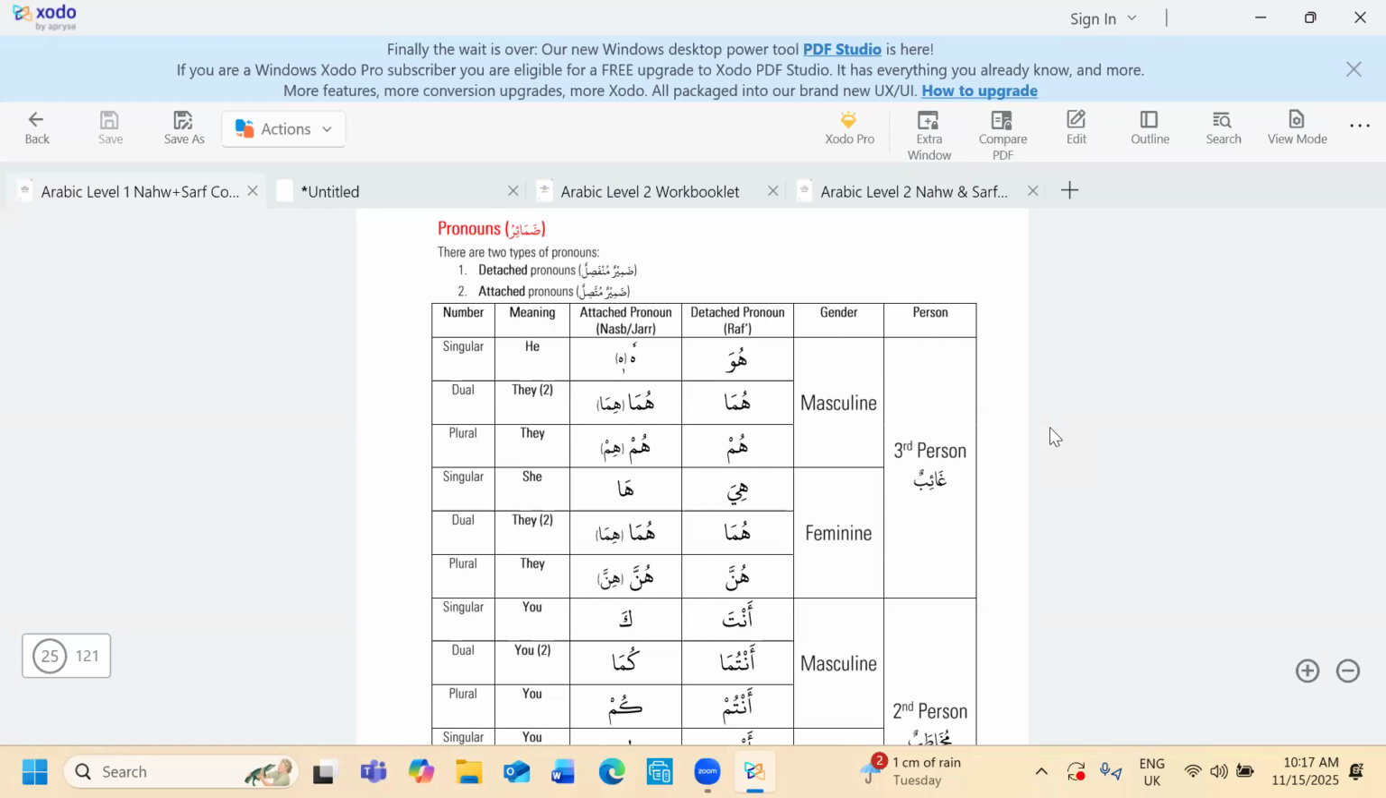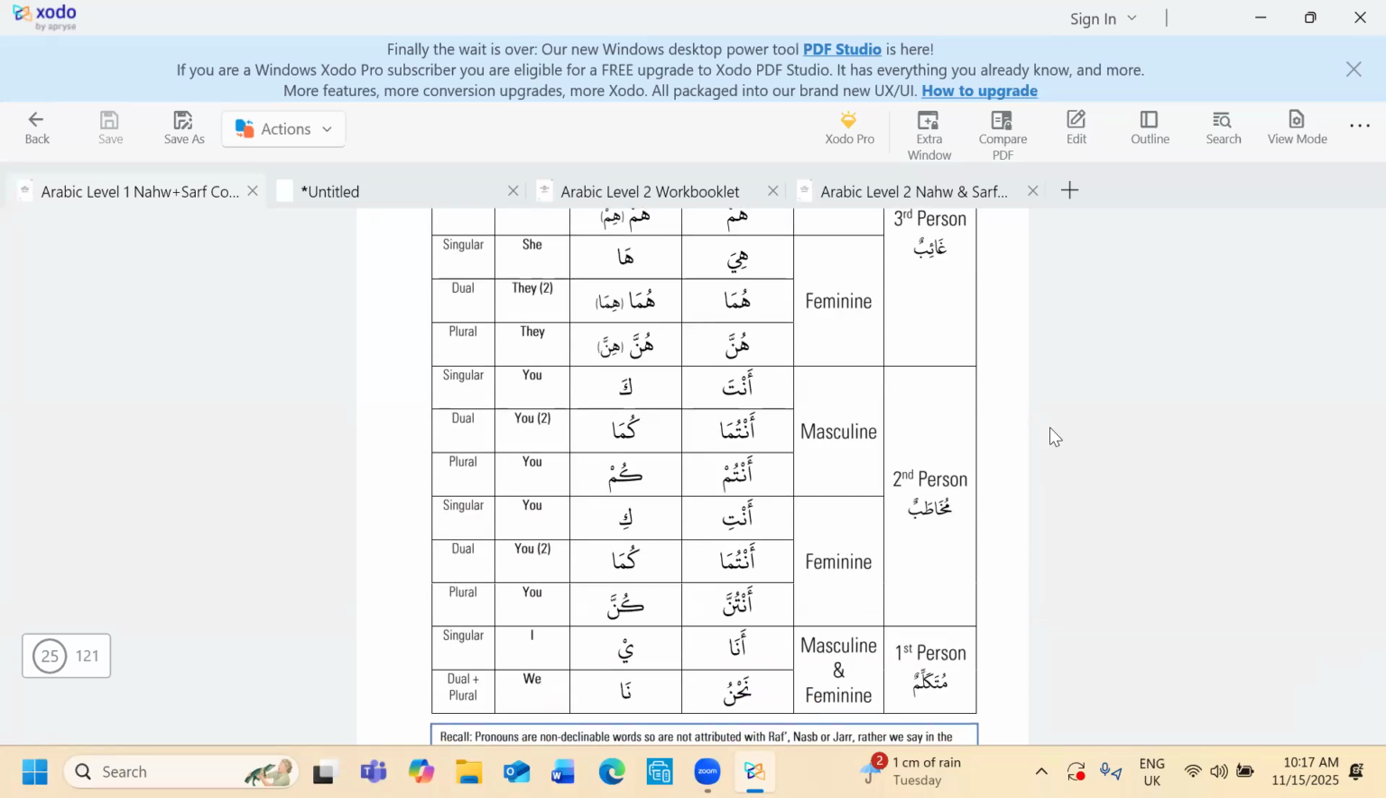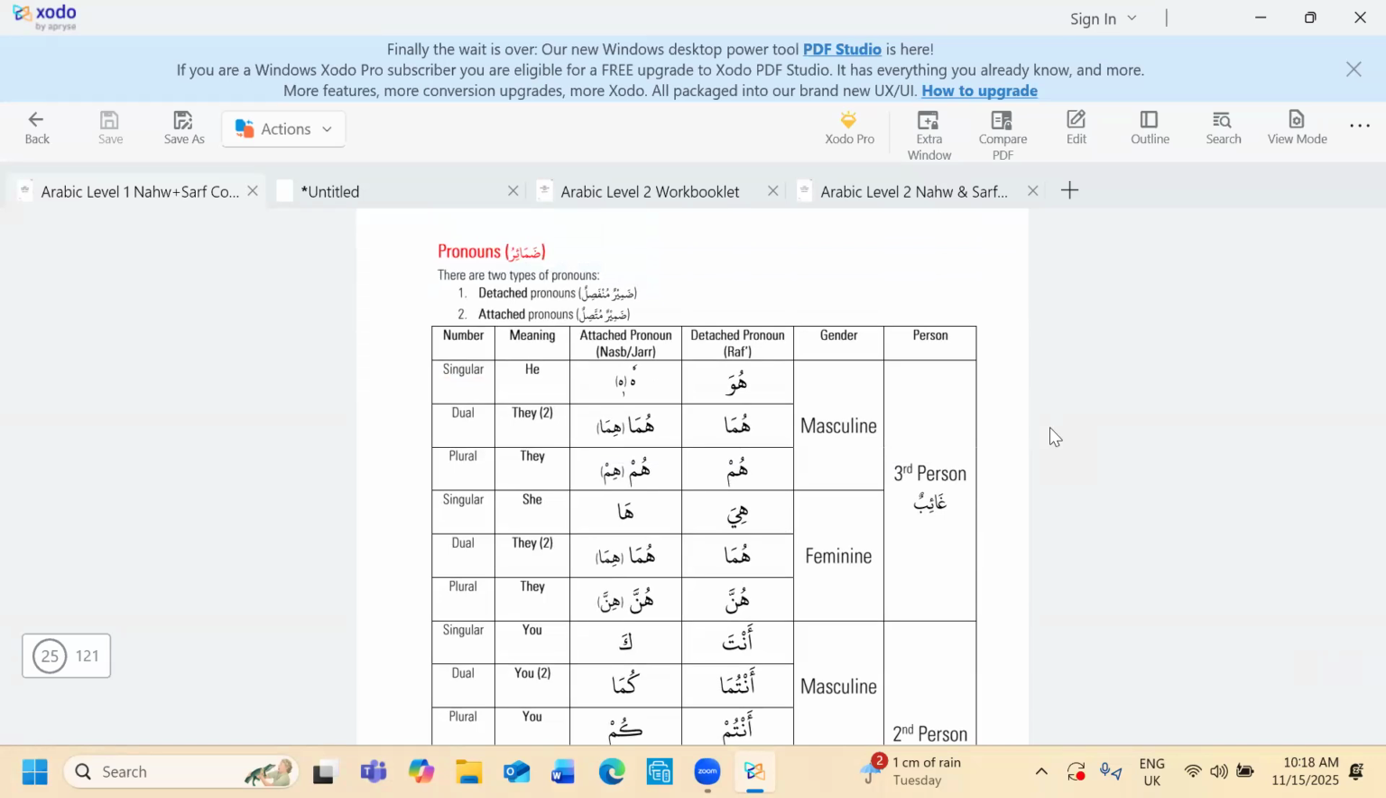Case ending. So when you look at huwa, huma, hum, hiya, they all end with different harakas. Huwa ends with a fatha, huma ends with a sukoon, hum ends with a sukoon, nahnu ends with a dhamma, anti ends with a kasra. So you can't use your normal way of figuring out the case ending by saying if it has a dhamma, it's going to be rafa, if it has a fatha, it's going to be nasb, if it has a kasra, it's going to be jar. When it comes to pronouns, you take a different approach to case ending.